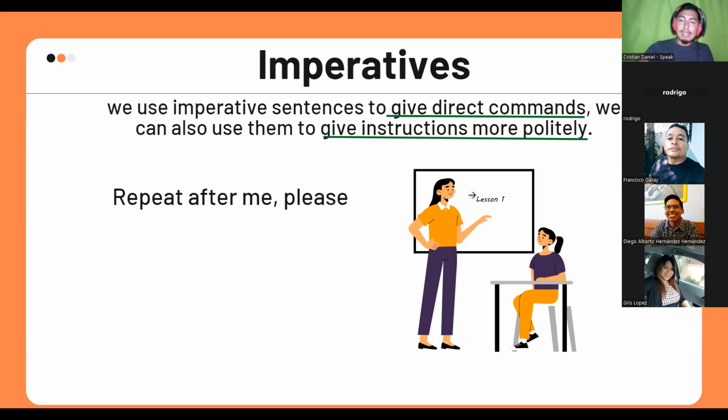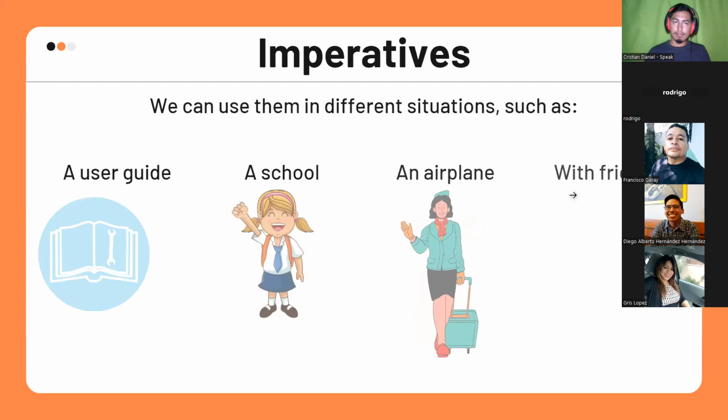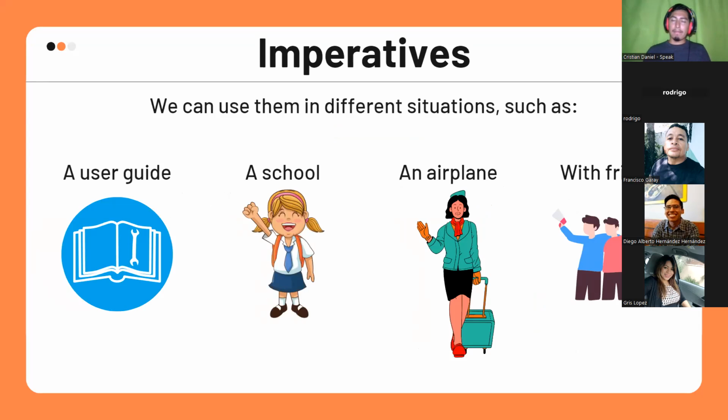Okay, as you can see, we use it to give direct commands or to give instructions. Let's continue, guys. As I said before, something that we don't have to forget is that we don't use a subject. Subjects are not used in an imperative form. Let's move on. Okay, let's see. Can you help me, Griselda, read this slide?